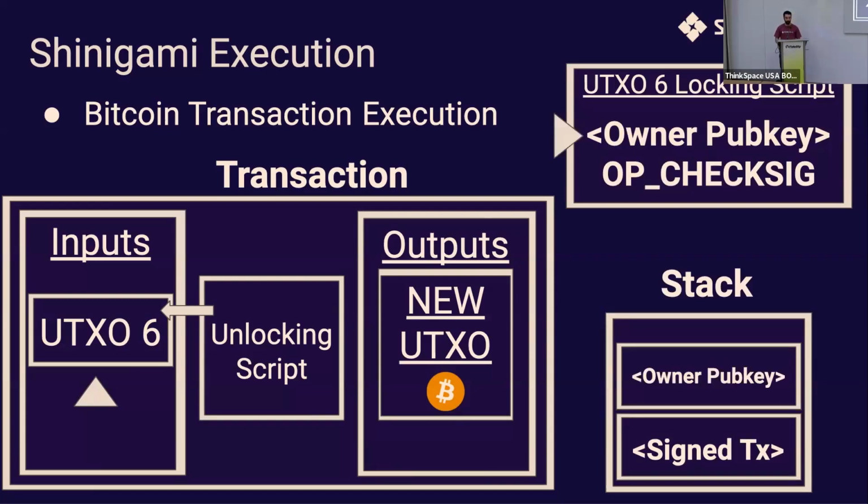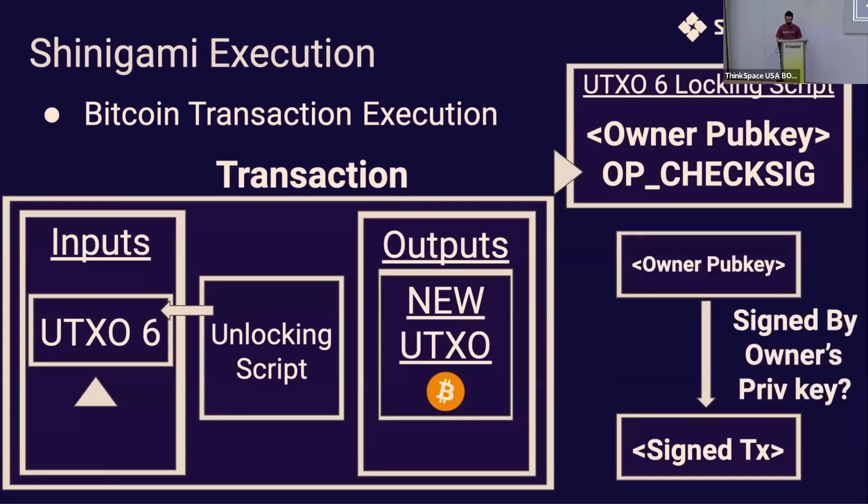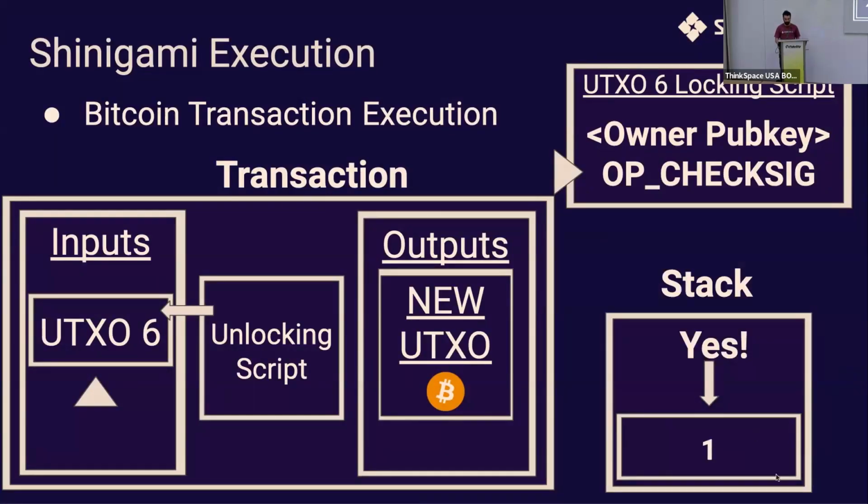So first, it pushes the owner's public key onto the stack, and then OP_CHECKSIG executes, which is a pretty complicated opcode, but I'll make it a little bit easier, hopefully. Essentially, what OP_CHECKSIG does is it takes the signed transaction and owner's public key off the stack. It checks that this public key can, in fact, decode this transaction, meaning that the owner signed the transaction properly with their private key that's linked to this public key. And if it was, in fact, a valid signature, then we push 1 onto the stack. If it wasn't a valid signature, we would push a 0.